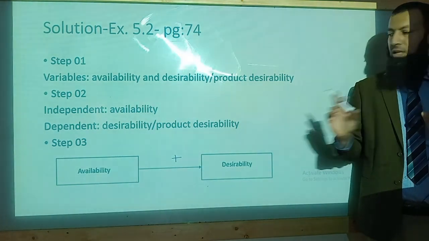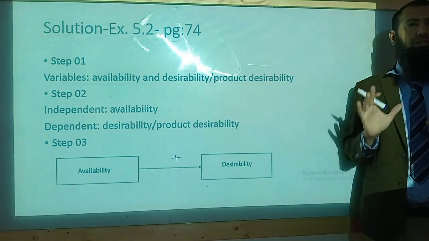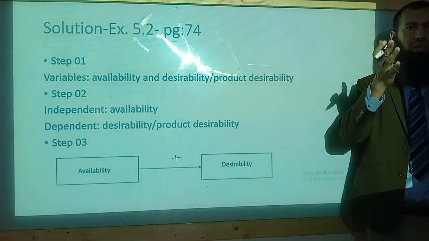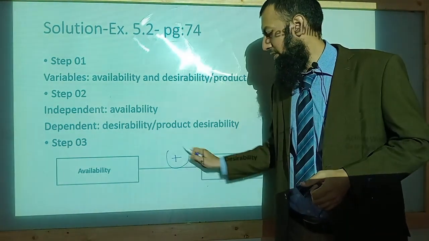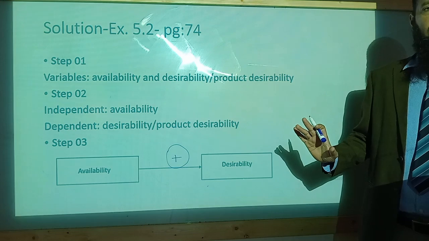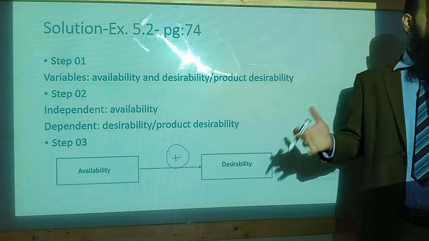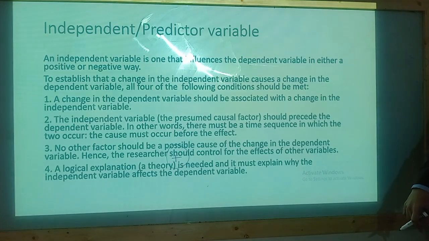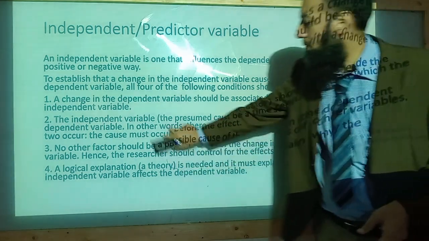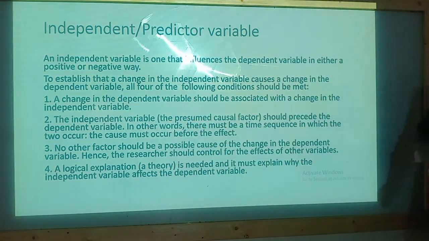Answer my question. When the availability increases, what happens? Desirability increases or decreases? Increases. This is positive. Okay? Direct, you may say direct. It is called the nature of the relationship. So that's what they were talking about over here. Negative or positive relationship.